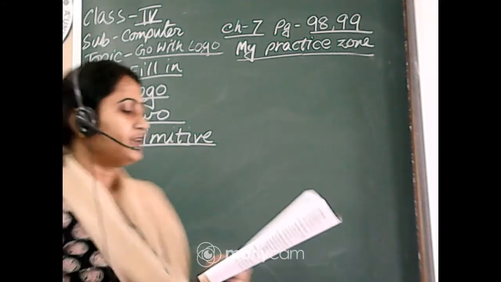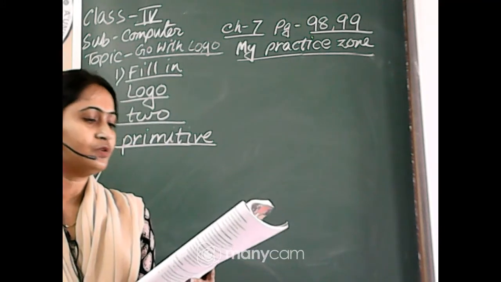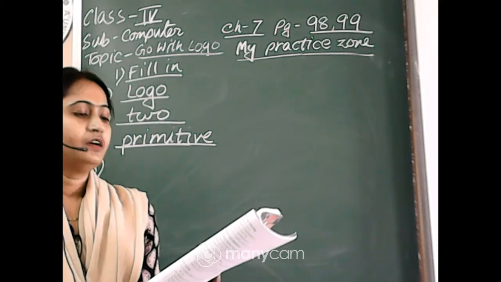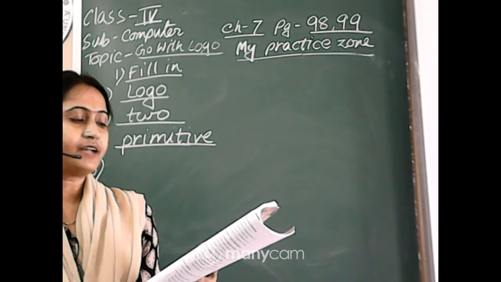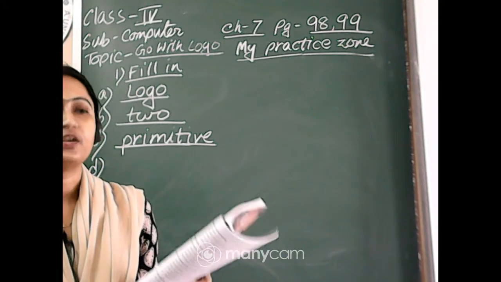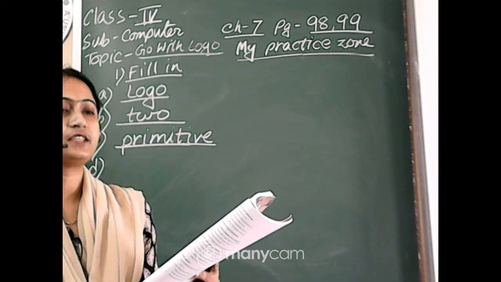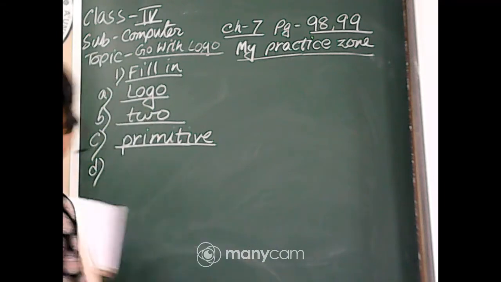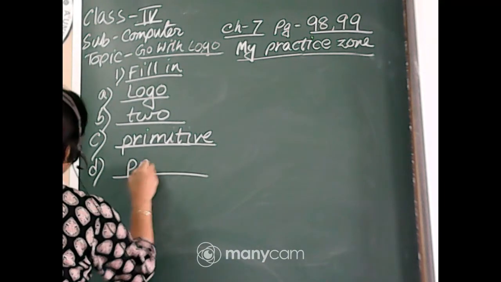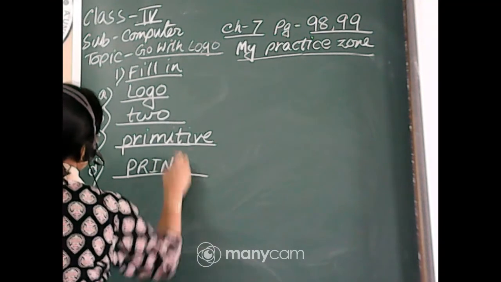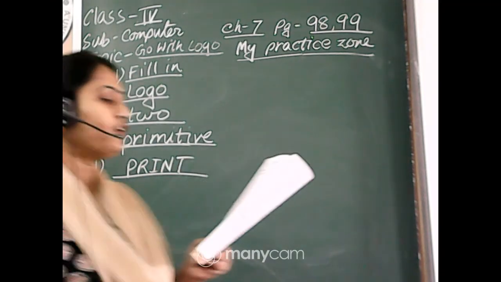Next number D. The dash command is used to display a letter, a number, a word, or a sentence in the commander window. The print command. The print command displays all this in the commander window. P-R-I-N-T.